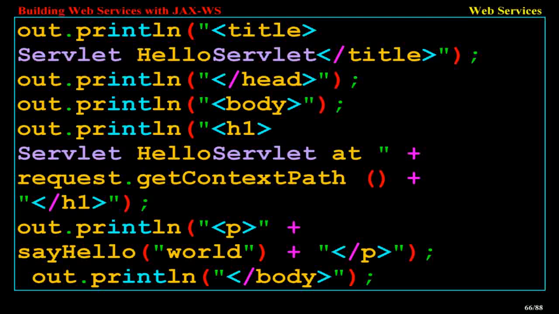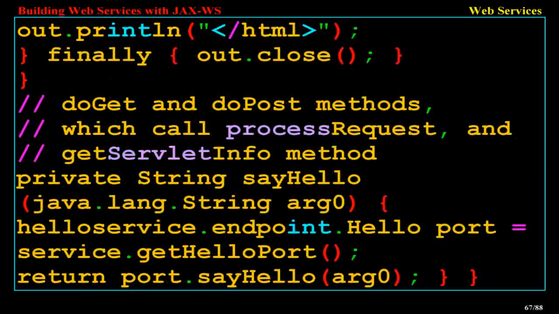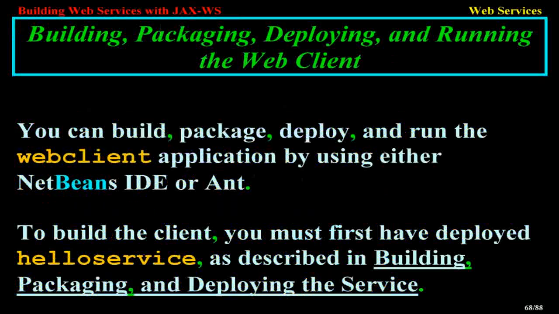out.println("</body>"); out.println("</html>"); finally { out.close(); } } The doGet and doPost methods call processRequest, and getServletInfo method. private String sayHello(java.lang.String arg) { HelloService service = endpoint; Hello port = service.getHelloPort(); return port.sayHello(arg); } Building, packaging, deploying, and running the web client.